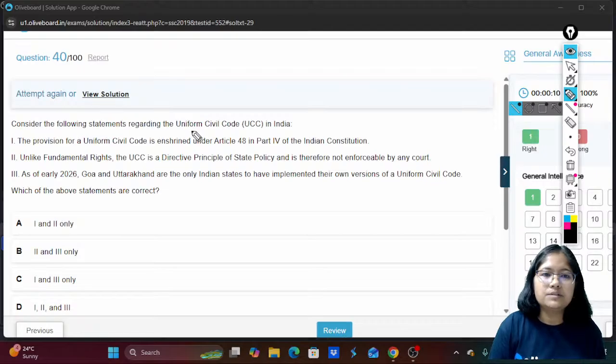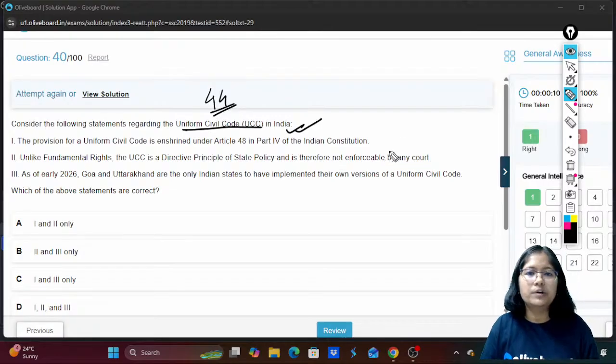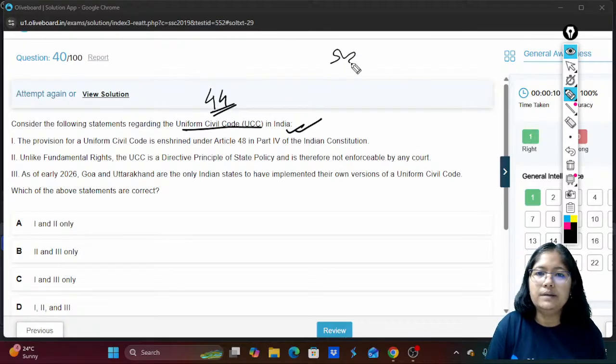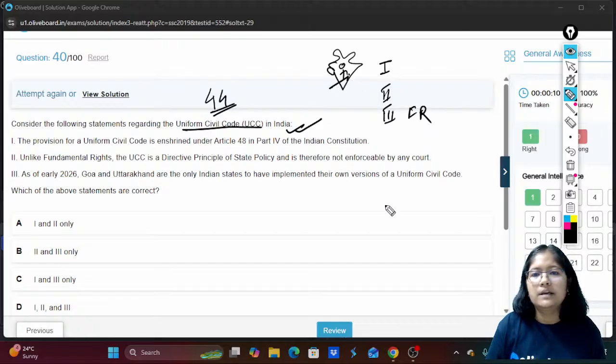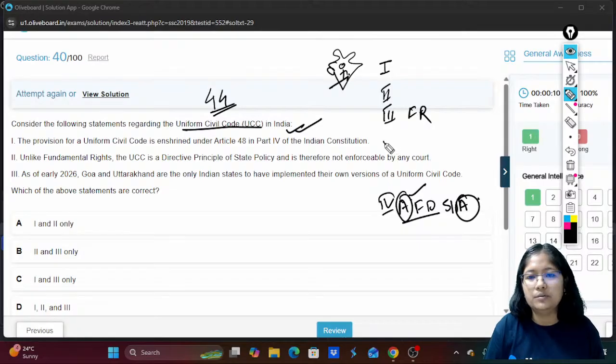Consider the following statements regarding the Uniform Civil Code, UCC, in India. If you don't know the basic articles, the most important articles, then you must know. In polity, we study by default that 1, union and its territories; 2, let the people stay citizens; 3, give them something, give them the fundamental rights. If you have rights, then you have duties also. But people consider, oh, duties, who will do? Consider them as absent only, right? So you will always remember that 4A is fundamental duties, and that's why 4 is DPSP.